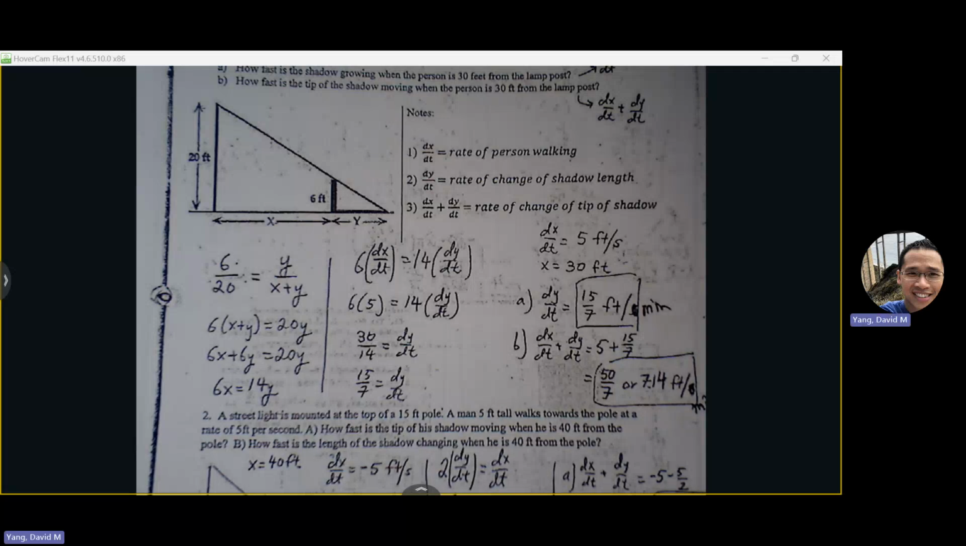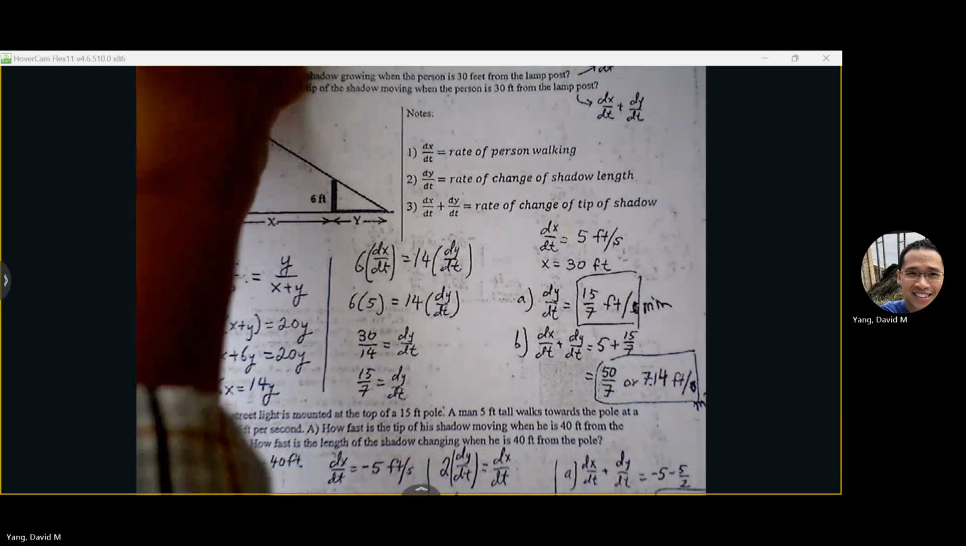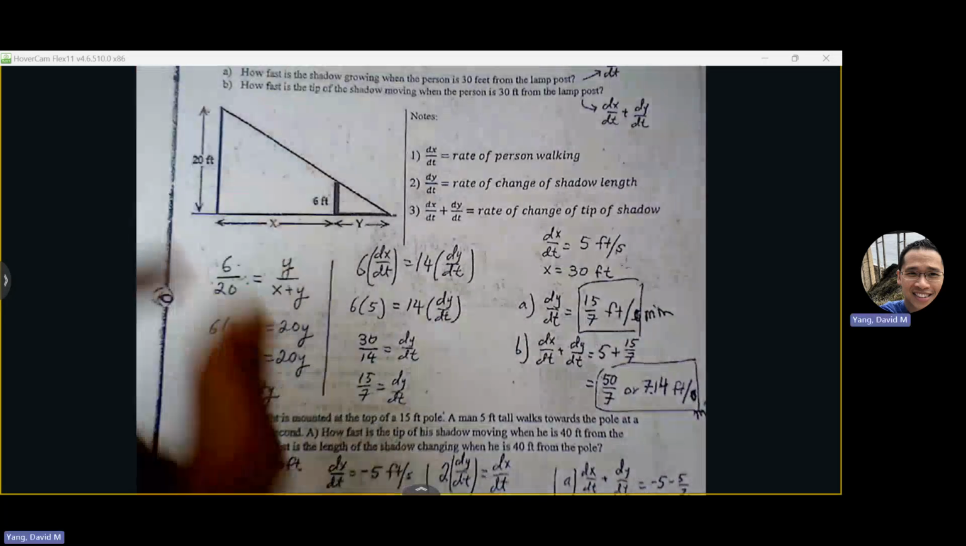All right, any questions? Okay, do you want to try number 2 and see if you can go through a problem on your own with all the steps so that I can be convinced that you're comfortable with this? All right, so try number 2. Page 14, number 2.